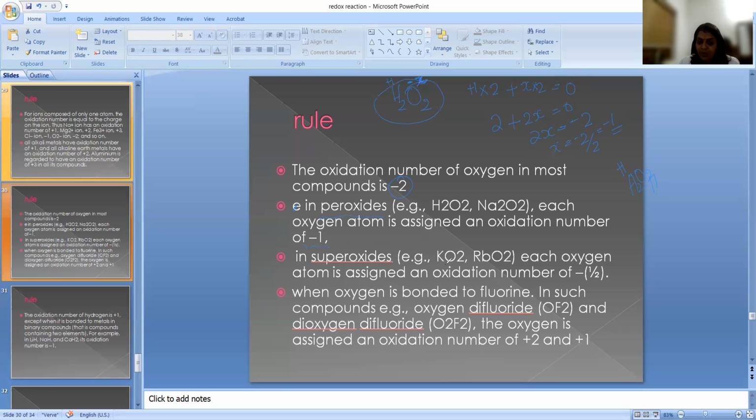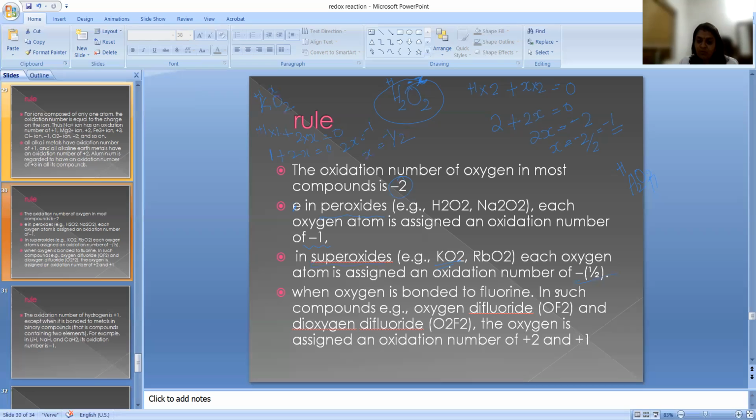In the case of superoxide like KO2, let us see K. We already know that alkali metals have +1 oxidation number. For oxygen we don't know, so put X. So +1 into only one potassium plus 2 into X equals 0. So 1 plus 2x equals 0, 2x equals -1, and x is equal to -1/2. So in the case of superoxide, its oxidation number is considered as -1/2.